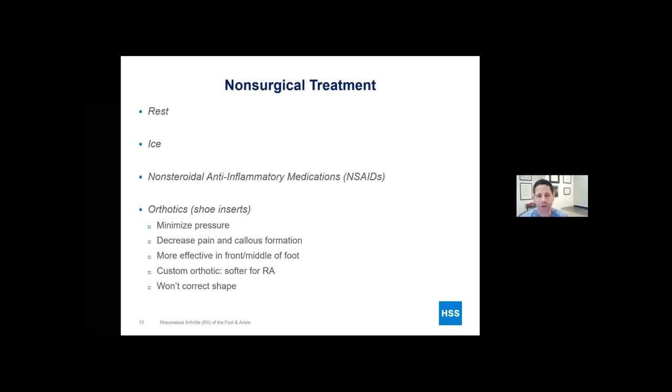Orthotics. An orthotic, also known as a shoe insert, is a very effective tool to minimize the pressure from prominent bones in the foot. The orthotic will not be able to correct the shape of your foot. The primary goal is to minimize the pressure and decrease the pain and callus formation. This is more effective for deformity in the front and middle of the foot. For people with RA, hard or rigid orthotics generally cause too much pressure on the bony prominences, creating more pain. A custom orthotic is generally made of softer material and relieves pressure on the foot.